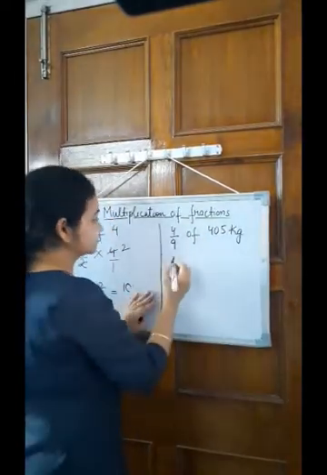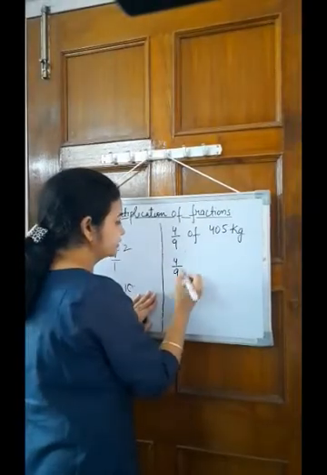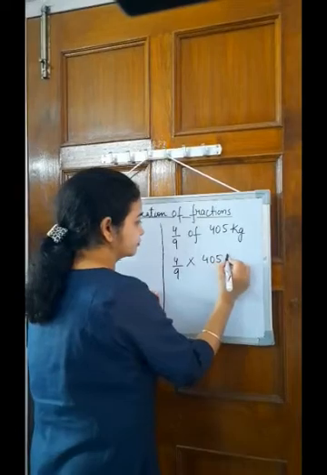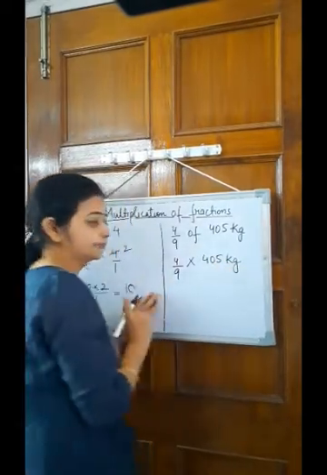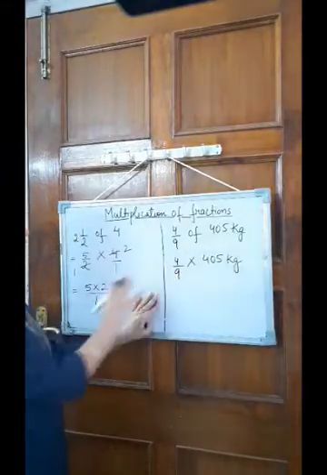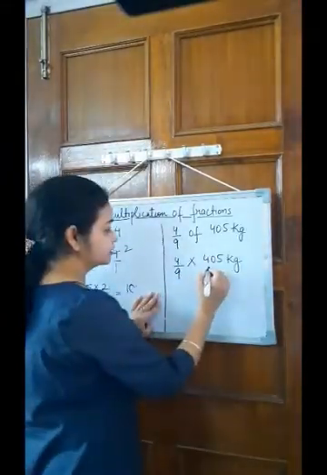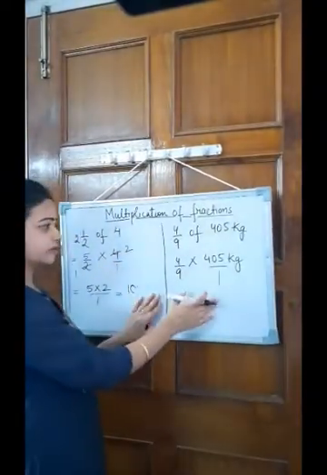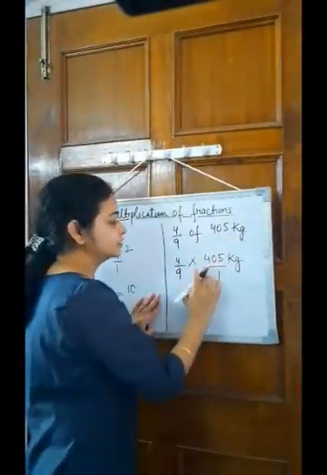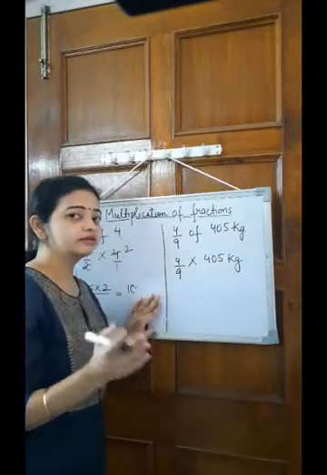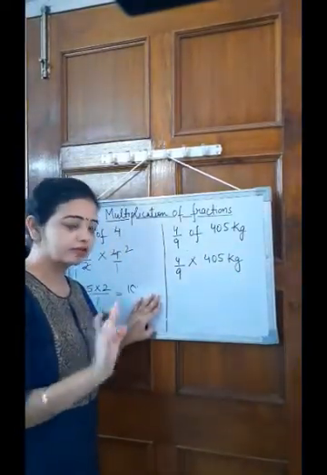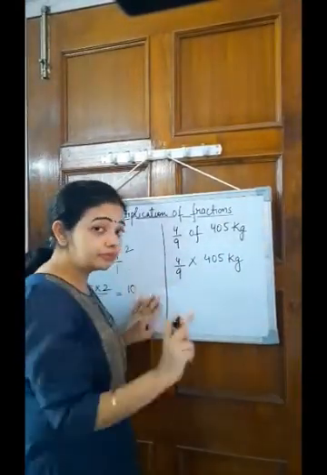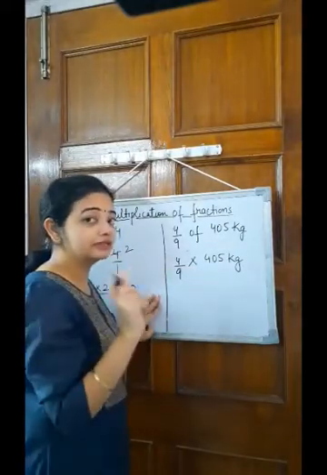So let's solve it. 4 upon 9 of is multiply 405 kg. Okay. Now this question and the previous question are exactly the same. This is up to you, you may write 1 or not, but you should now understand that if a whole number is given, then a whole number is always in the numerator. It is not in the denominator. So even if you don't write upon 1, it is absolutely okay, but you should be clear that this is in the numerator.